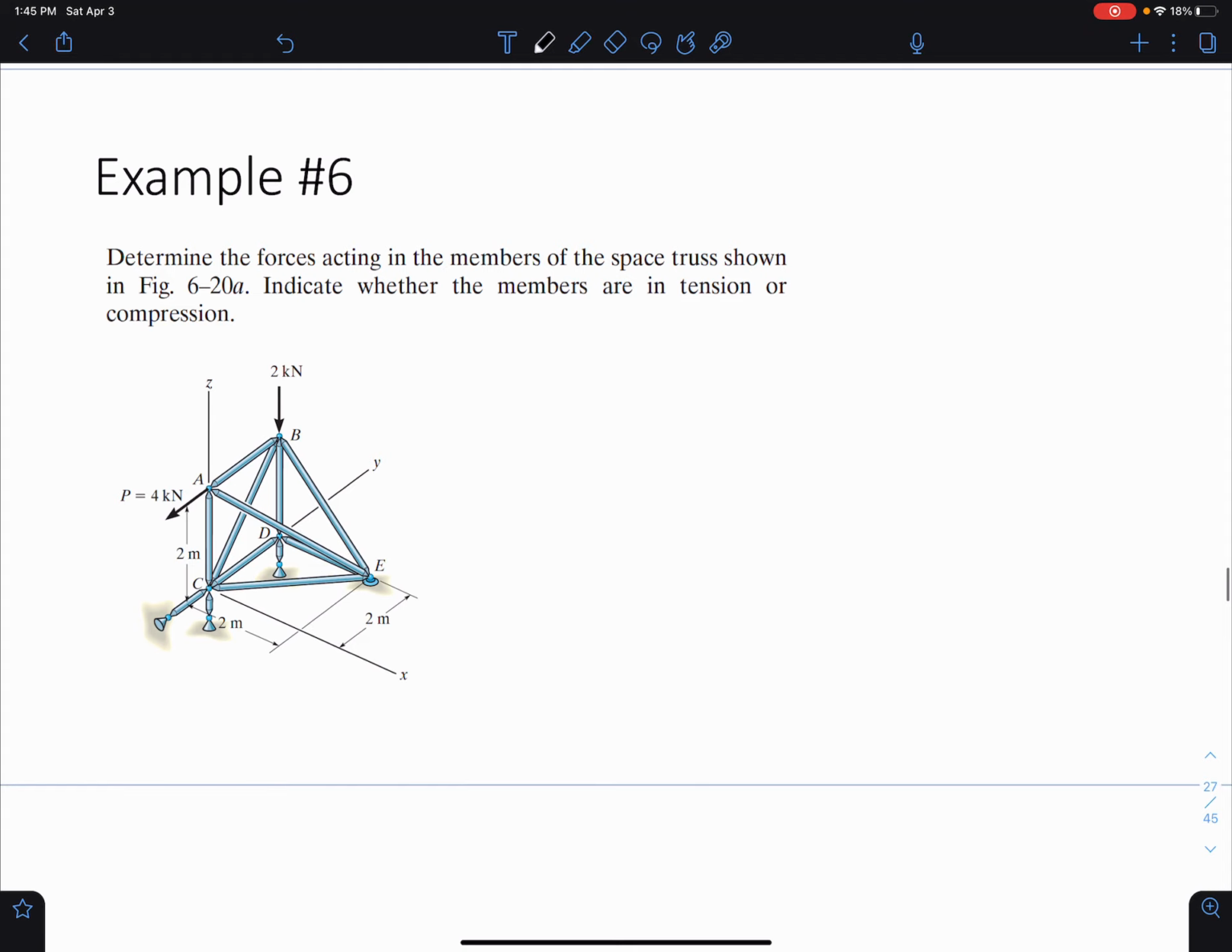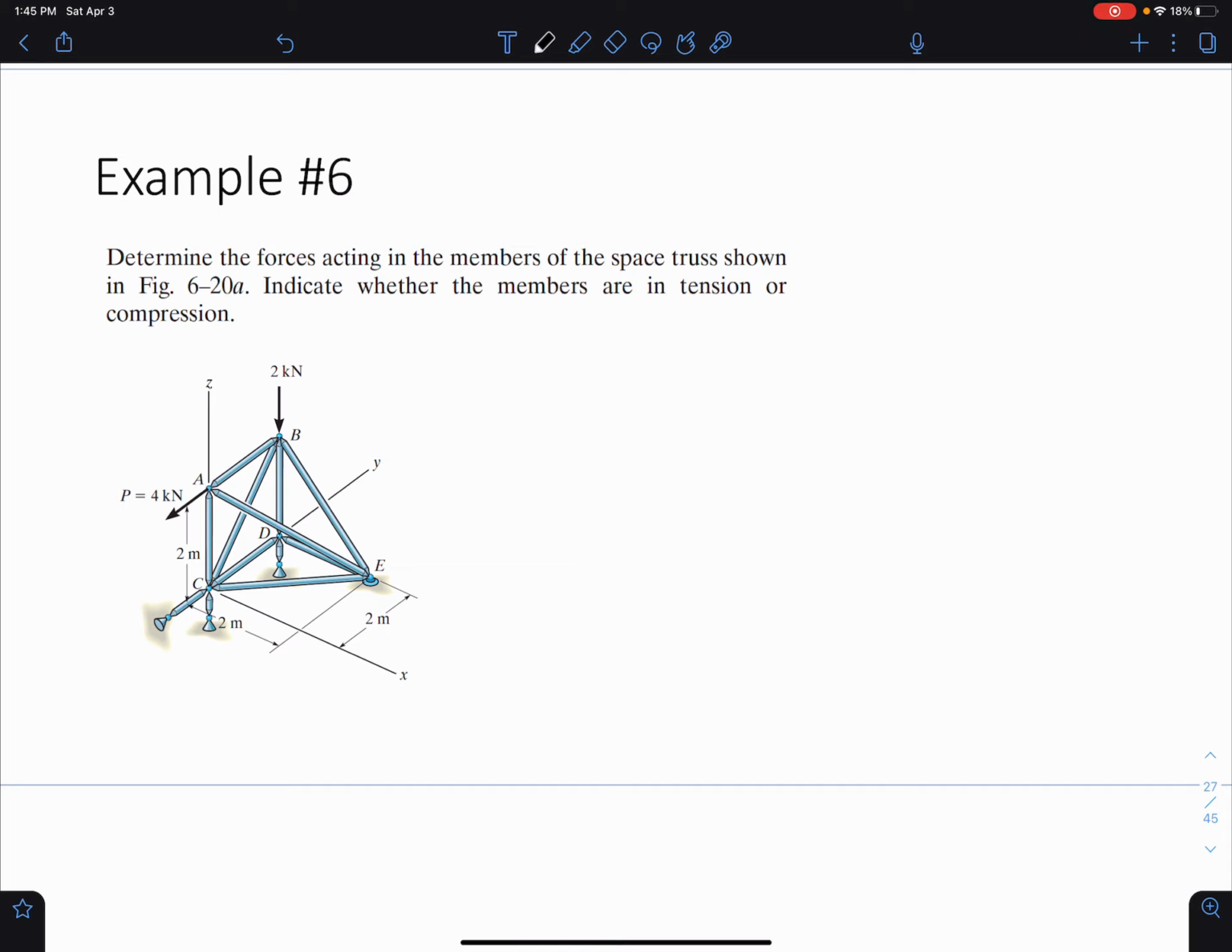Okay, so let's go ahead and jump into an example. We're going to use vector analysis to solve for what's happening in this truss here, and also some of the previous methods that we discussed, method of joints, method of sections, to solve for what's going on.